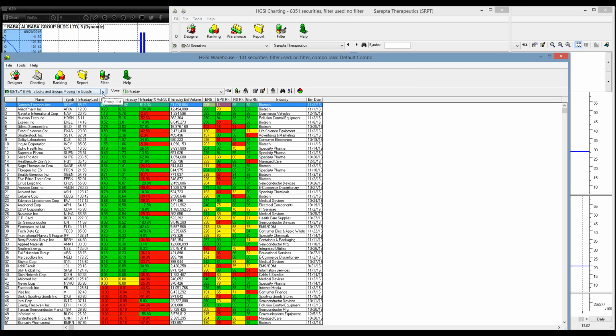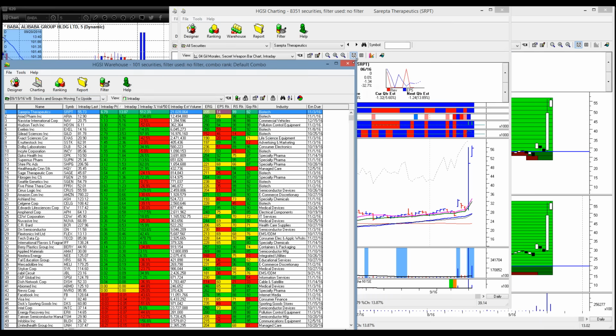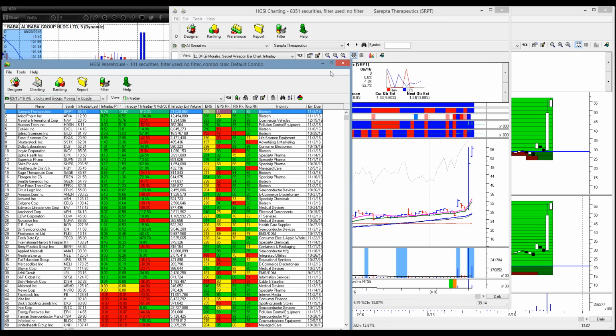Go ahead, Ron. That's a smart group, for those of you who don't use HGSI. It's a combination of a filter and what we call a combo ranking, and it drives the stocks that are rotating in or staying in to the top of the list, and then we just take the top 100. It's truncated automatically every day, and that's how I stay, and Gil does too, on top of group rotation.